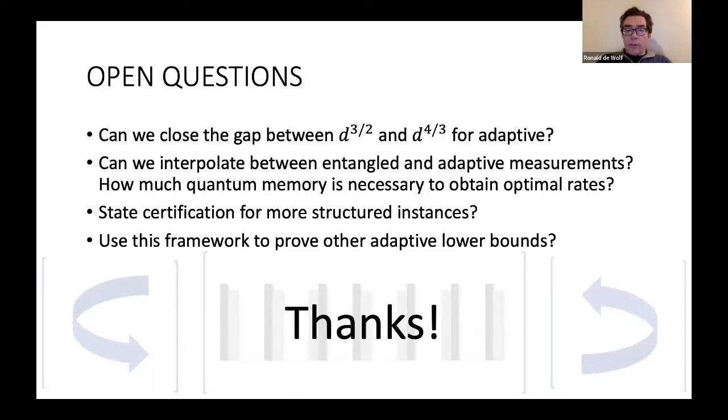Can I ask a question, Robin? Yeah, go ahead. So usually the word entanglement is used for states. Do I understand correctly that for you it means that your measurement is not product? Yes. I see. Okay. It's just some terminology. Okay, thanks.